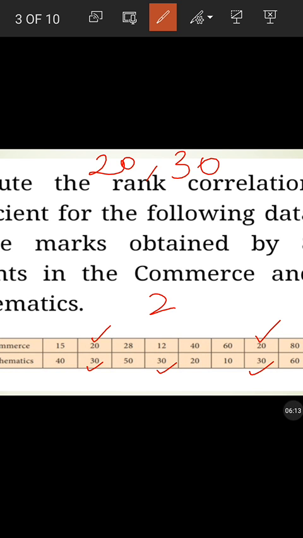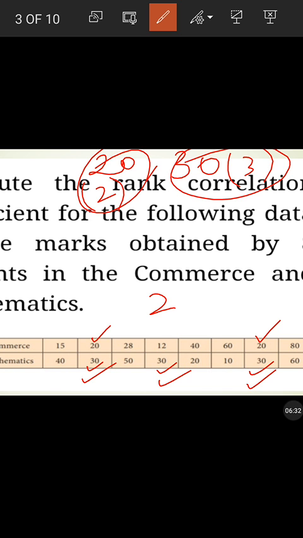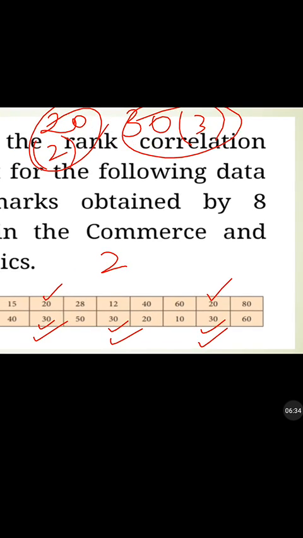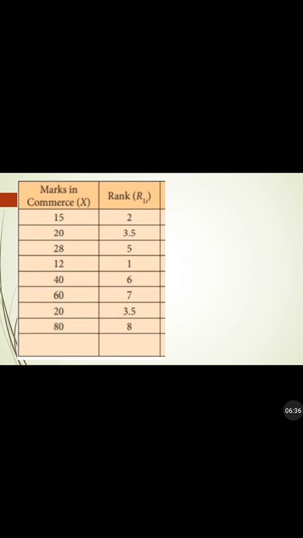So 20 is repeated only two times, whereas 30 is repeated 3 times. Okay, 30, see how many times it is repeated? 1, 2, 3. So 30 is repeated 3 times and 20 is repeated 2 times, as we say. Okay, so here let us move on to the calculation part.